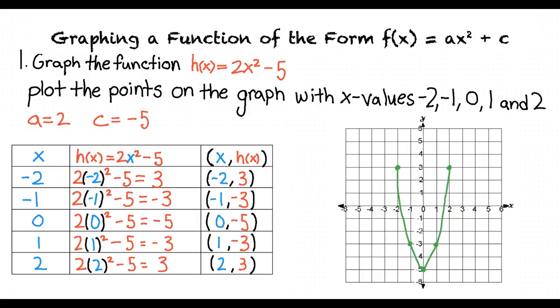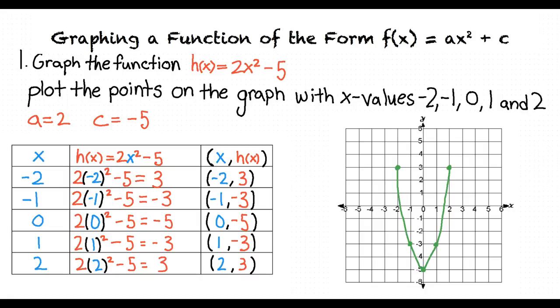Okay, so just to make sure I'm getting this straight, to graph a function of the form f of x equals ax squared plus c, I begin by figuring out what the values for a and c are of my function. I then create a table to organize the x values, the values for f of x, and the coordinates of the points on the graph.